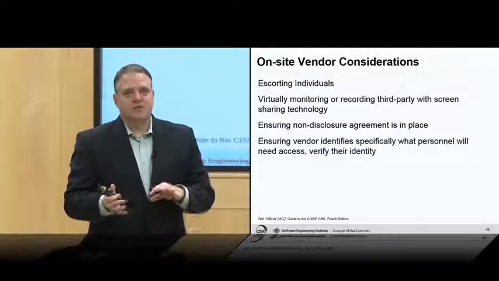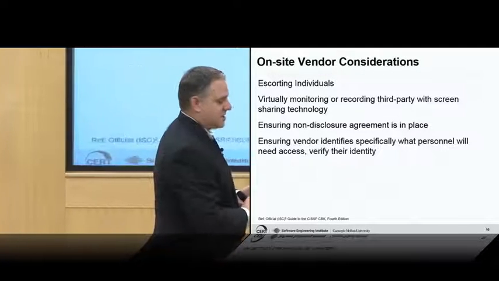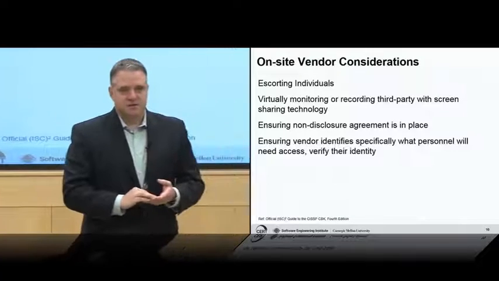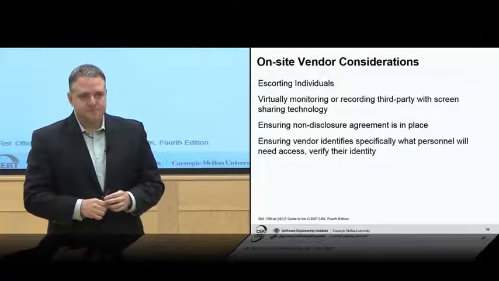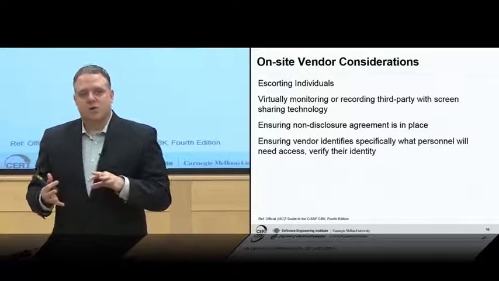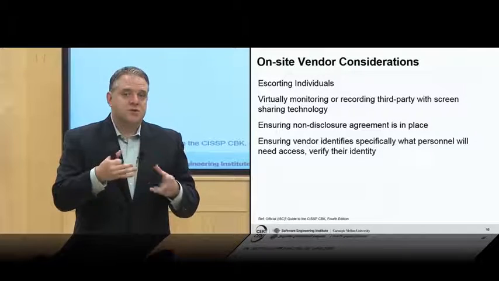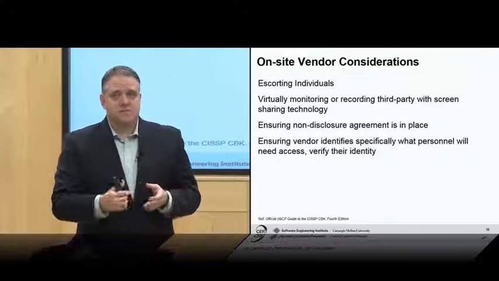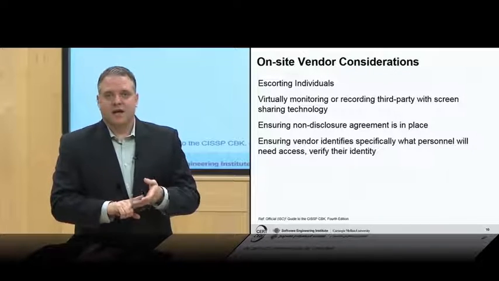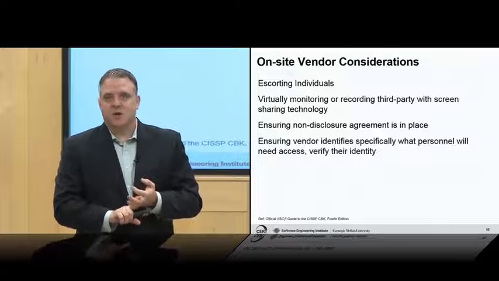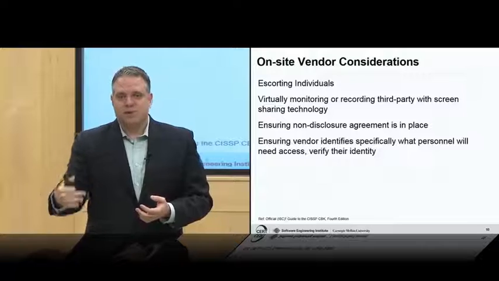You always want to make sure you've got a non-disclosure agreement in place that'll protect you to some extent if there's a breach of information or a compromise of confidential information. And then you also want to make sure that you specifically identify what those vendor personnel need in terms of access to computers, access to facilities, and you want to verify their identity as well, to make sure that I've got Bob showing up from vendor X. Is that really Bob?